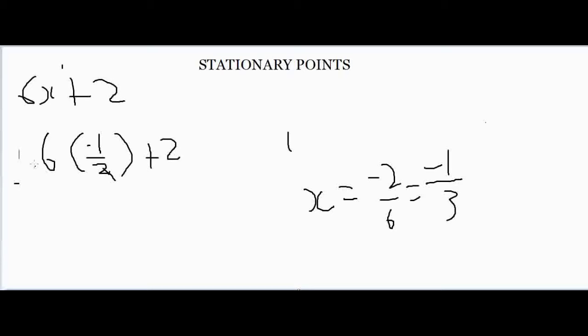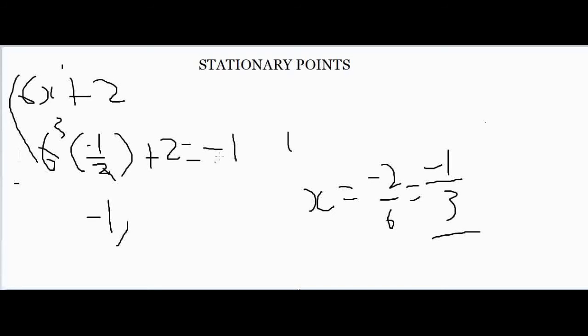Let's write it back. Our dy/dx was 6x plus 2. So first we're going to substitute negative a half into 6x plus 2. And of course, 2 into 2 goes 1 time, into 6 goes 3 times. So we have negative 3 plus 2, which would equal negative 1, of course. So when x is slightly less than this value, we have a negative gradient. Because remember, the point of a differential equation is that we get a gradient function. So when we substitute x equals negative a half into the differential function, we get the gradient at that point, and so we have a negative gradient.